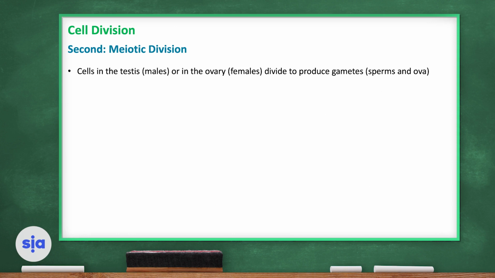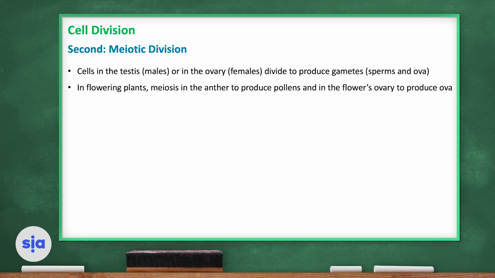Cells in the testis, in the male body, or in the ovary belonging to the female body divide. They divide to produce sex cells or reproductive cells or gametes. These gametes are either sperms or ova. In flowering plants, meiosis takes place in the anther, which is the male organ in the flower, to produce pollens. These pollens contain sperm cells. And in the pistil, or in the flower's ovary, to produce the ova.